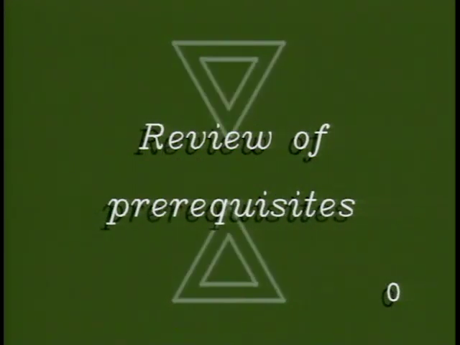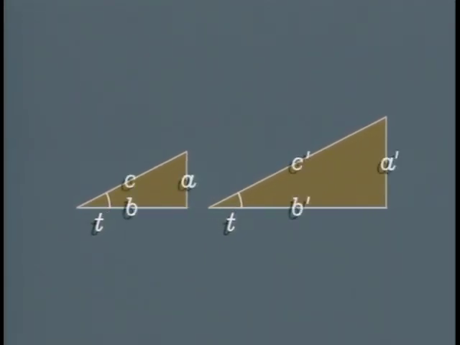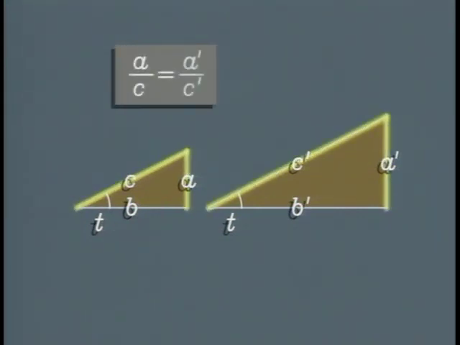This program uses ideas introduced earlier, all of which are applications of similarity. For example, if you expand or contract this triangle, you change the lengths of its sides, but you don't change the angles or the ratios of corresponding sides.